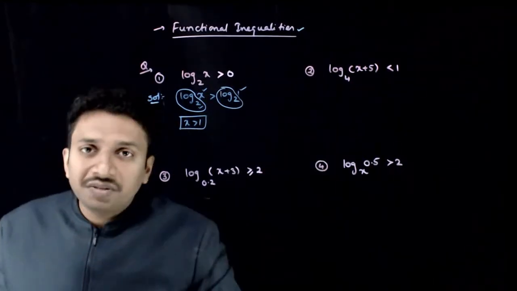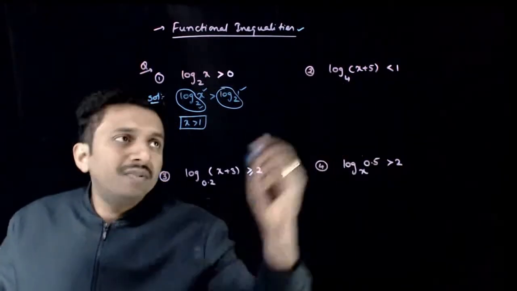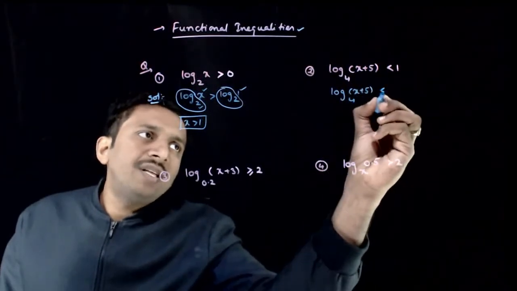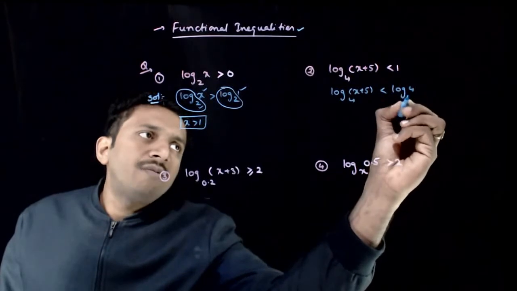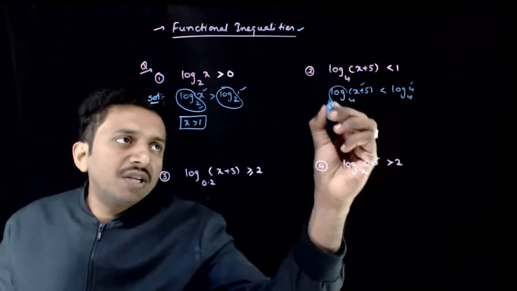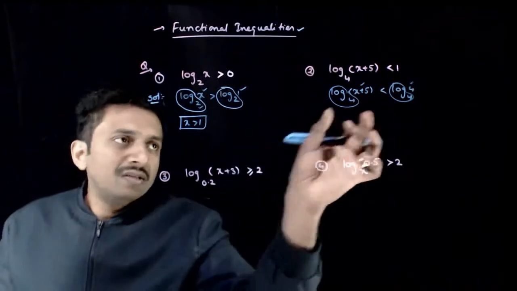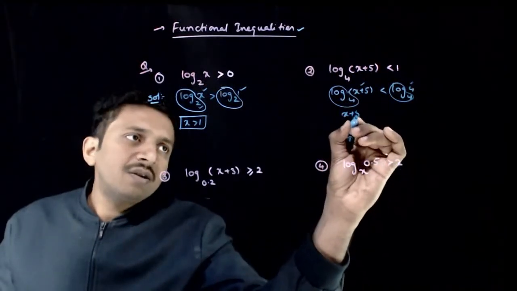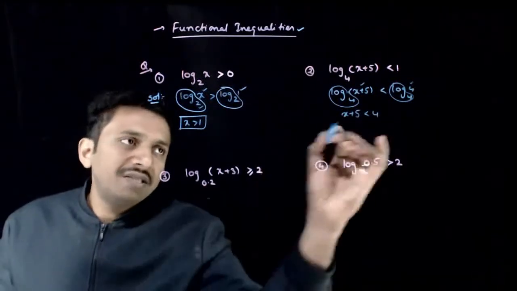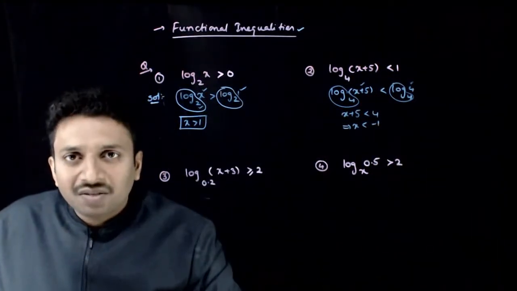Now if you go to the next question, log x plus 5 to the base 4 is less than 1. This can be written as log 4 to the base 4. So now if you want to go to x, let us remove this function. Log to the base 4, what is the nature of this function? It's an increasing function. So I can remove this. The arguments follow the same sign because I am removing an increasing function. This implies x plus 5 is less than 4, so x is less than minus 1.